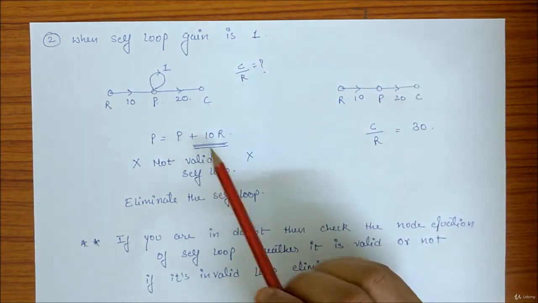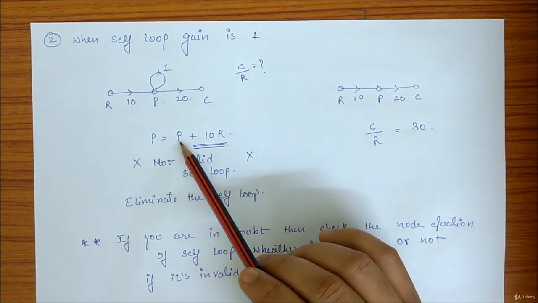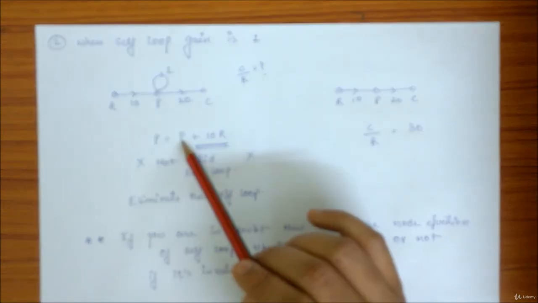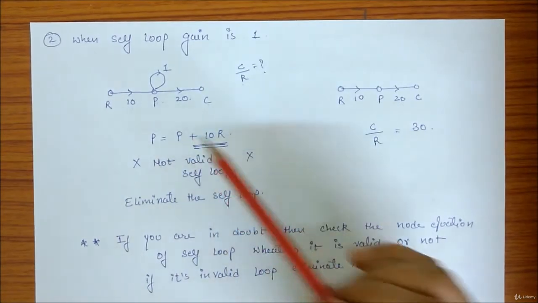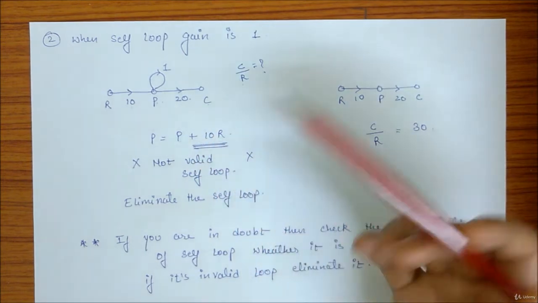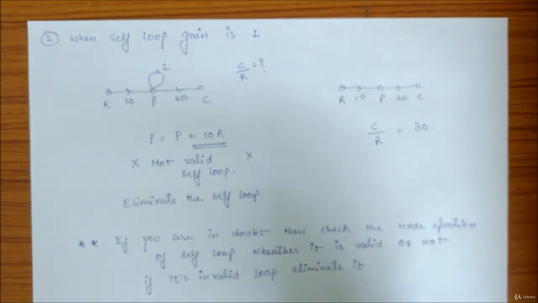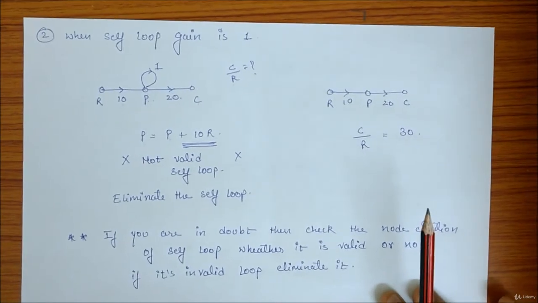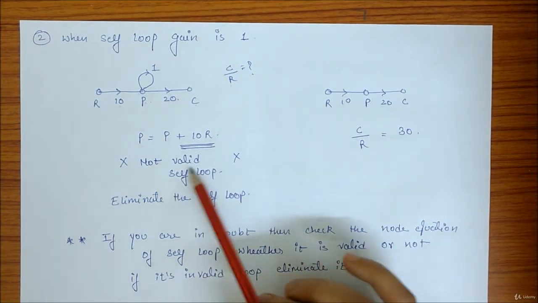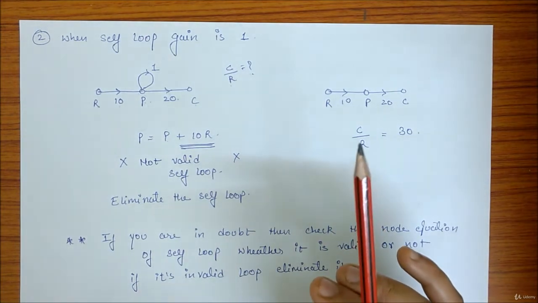But you can see P cannot be equal to P plus something. It should be P equal to P. It should not be equal to P plus 10R or P minus 10R, anything. P can only be equal to P. So this equation doesn't seem valid. This is not a valid self loop, that is why.